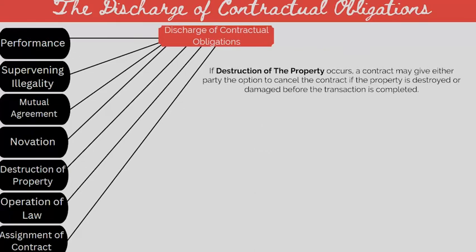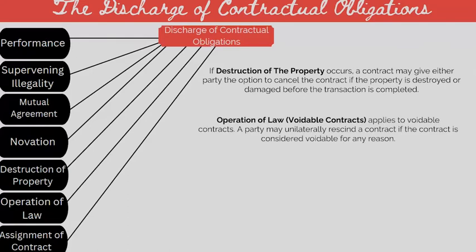If destruction of the property occurs, a contract may give either party the option to cancel the contract if the property is destroyed or damaged before the transaction is completed. Operation of law applies to voidable contracts. A party may unilaterally, so one party, may rescind a contract if the contract is considered voidable for any reason.